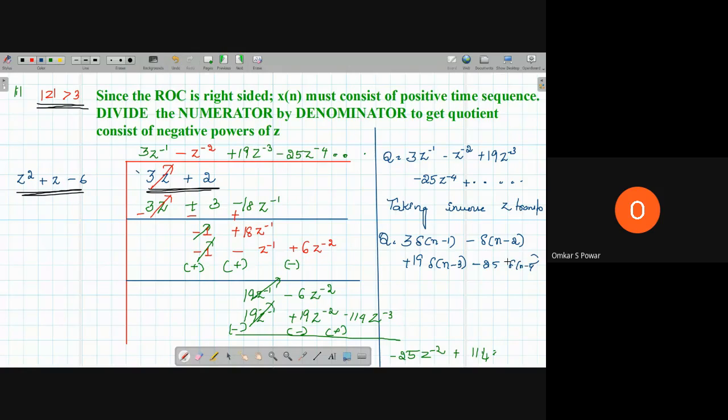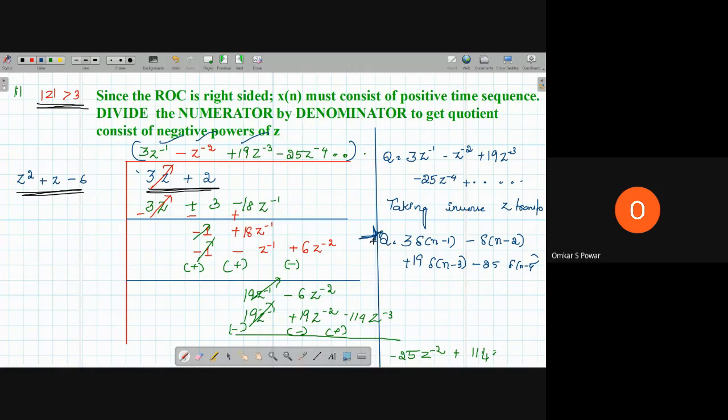So what we have done: given |z| > 3, just divide it and take these coefficients. Make sure at least 3 coefficients are there, if not 4, at least 3, and then take the inverse z transform.